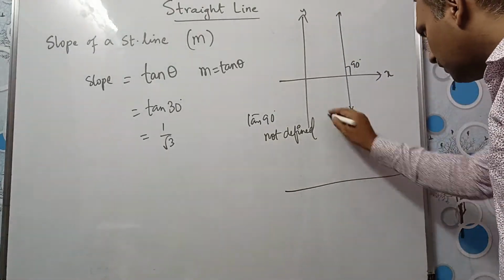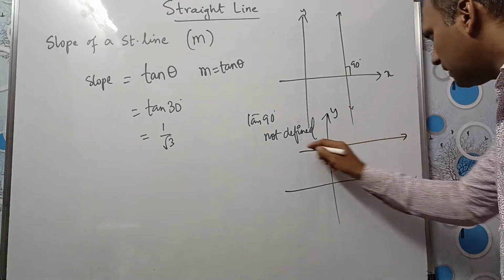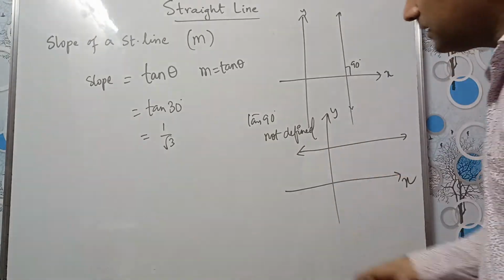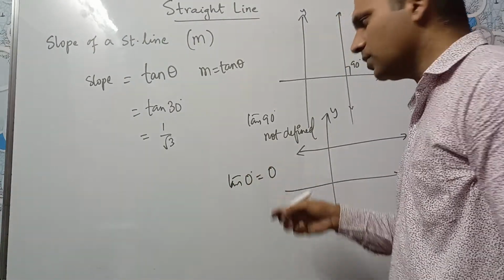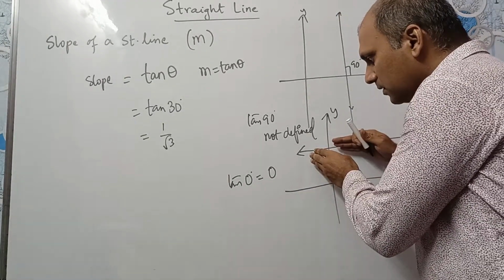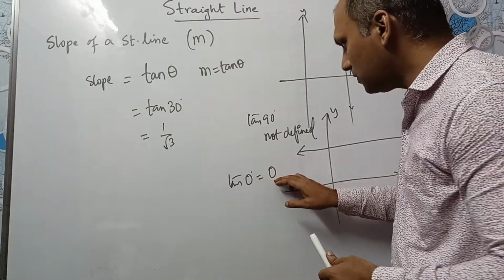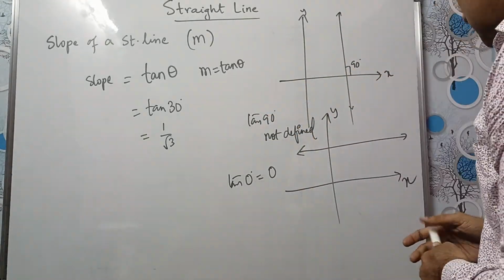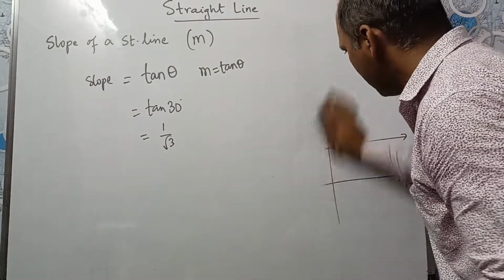What if we have a horizontal line? This is the x-axis, this is the y-axis. What if we have a line like this? Is this line touching the x-axis? No, it is not touching. So what is the angle it is making? 0 degrees. Tan 0 degrees is equal to 0. So the slope of a horizontal line will be 0. Slope of a vertical line will be equal to what? Not defined. I hope this is clear. That was the basics of slope.